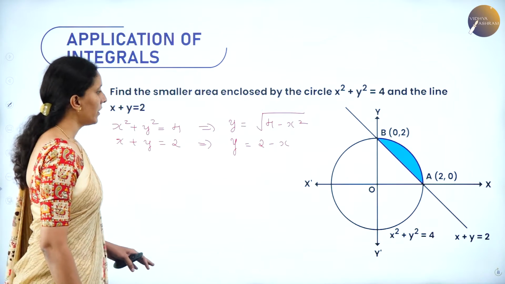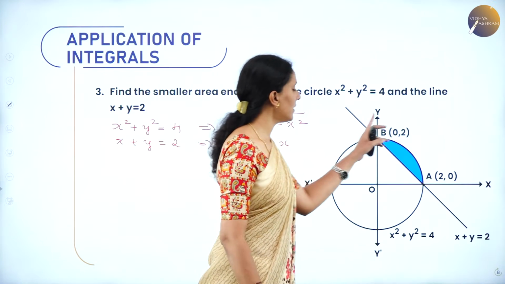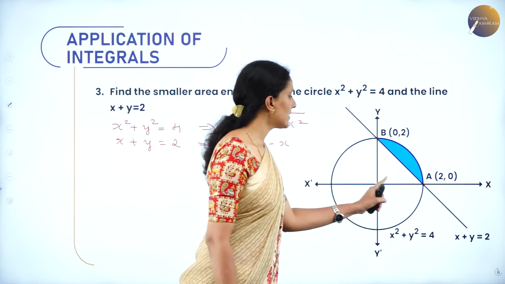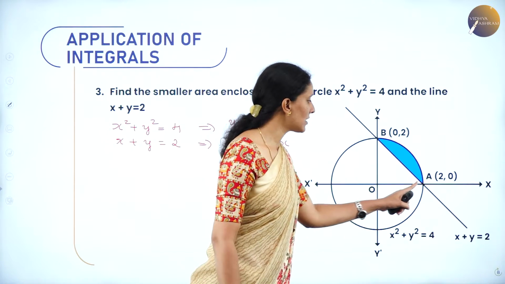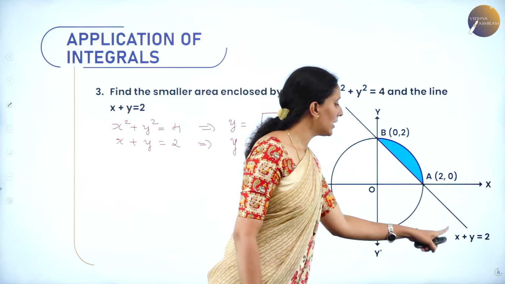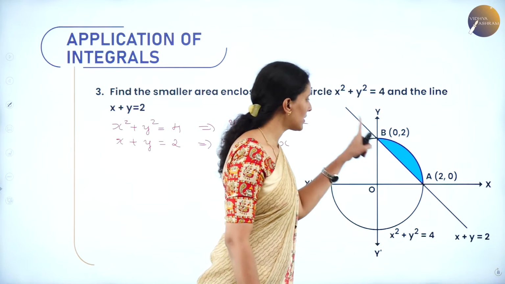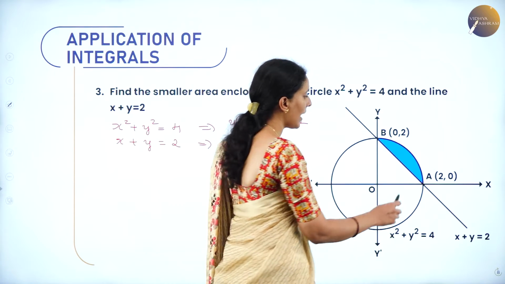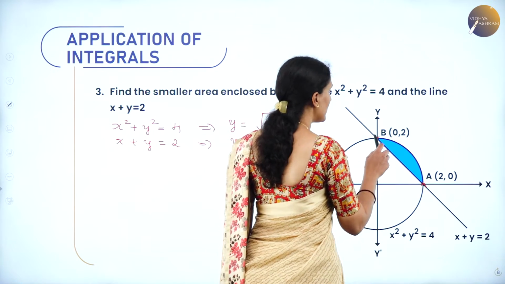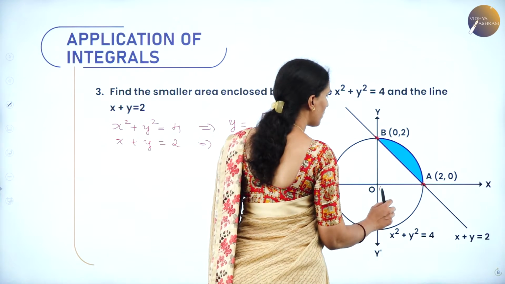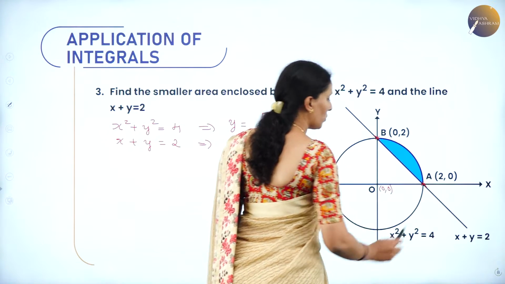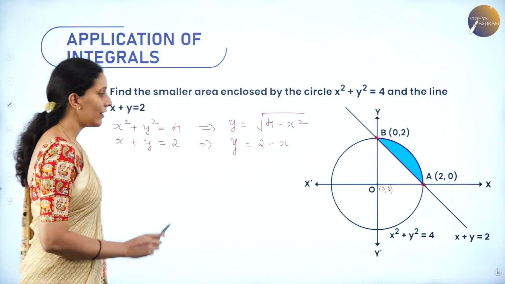So clearly we can see this is the circle whose radius is 2, because it is 4, so it is 2 square. Therefore, the radius of the circle is 2 and the other curve is x plus y is equal to 2. This is a straight line that touches at (2, 0) and (0, 2). So if you take the x coordinate, it starts from 0 to 2. Therefore, I can take the integral from 0 to 2.